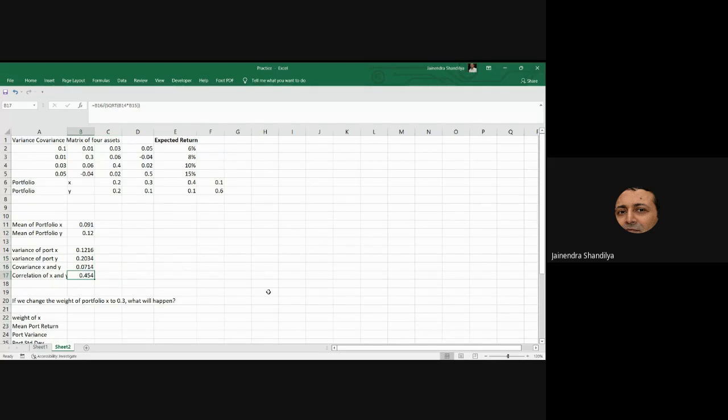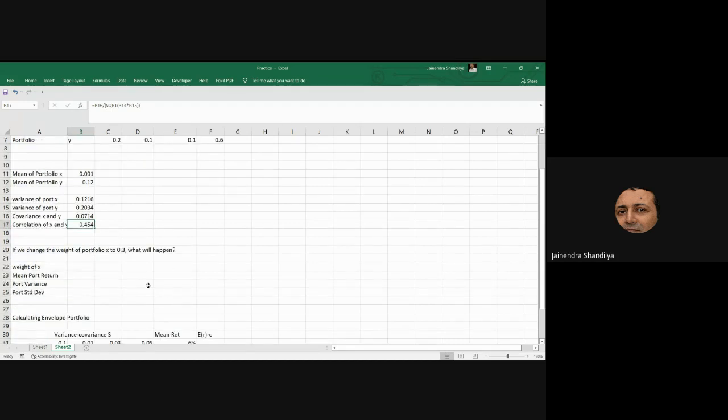Yeah, so correlation is nothing but covariance upon individual standard deviation. So we do this. These four things are very important for portfolio selection, because we are going to talk about how we select portfolios, how we create an efficient portfolio, and then we draw the capital market line, and then we also try to test our securities market line hypothesis. So this is done. We have variance of portfolio X, variance of portfolio Y, and then covariance and correlation.